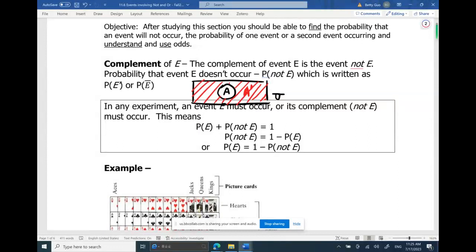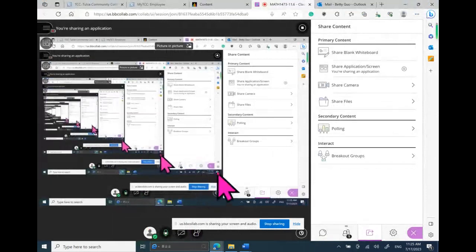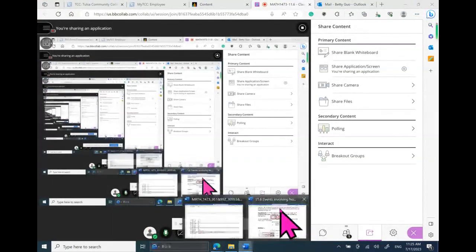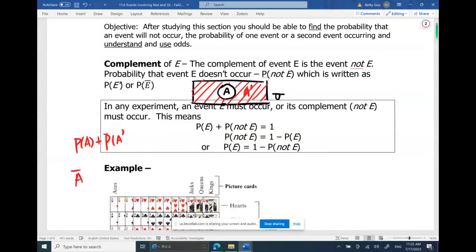Then what's the relationship between the probability of A and the probability of A prime? Again, A prime here is the complement of A, meaning A not occurring. So this is the relationship between them: P of A plus P of A prime, or sometimes we use A bar to represent A not occurring, equals 1.